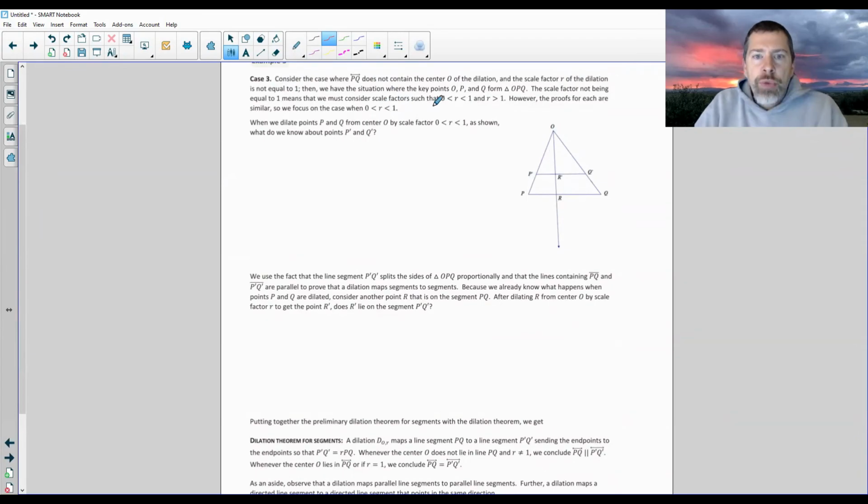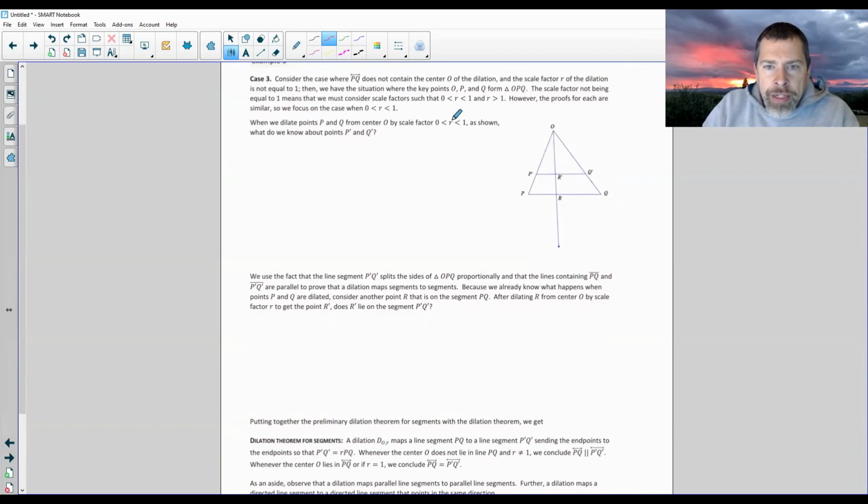Then we have a situation where the key points O, P, and Q form a triangle OPQ. The scale factor not being equal to 1 means that we must consider scale factors such that R is between 0 and 1 and R is greater than 1. However, the proofs for each are similar, so we focus on the case where R is between 0 and 1. So we're going to dilate it smaller. And they show a diagram where OP prime Q prime is smaller than OPQ. When we dilate point P, here's P, dilate it to P prime. Here's Q, dilate it to Q prime.